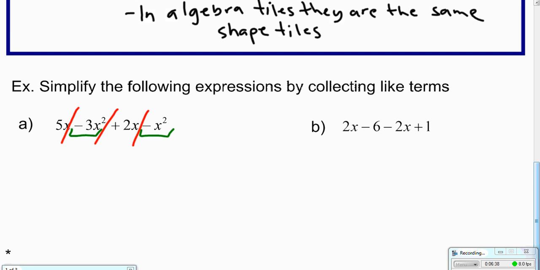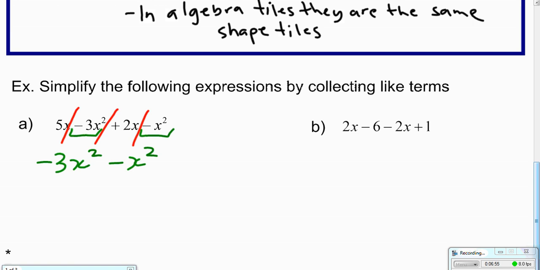So I also want to work my way down. I want to find the highest exponent that I can and work my way down until I'm dealing with constants with no exponents. So the x squared is the highest. So I'm just going to rewrite it in order. So negative 3x squared and negative x squared.